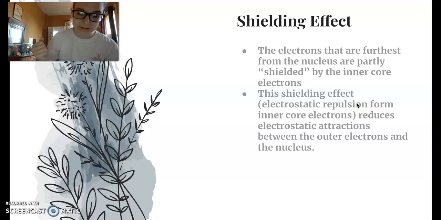We talked about Coulomb's law, how for outer shell electrons the force of attraction is less because of distance. It's also less because of the shielding effect. So what we would predict based just on Coulomb's law, it's actually less than that because of the shielding effect as well.